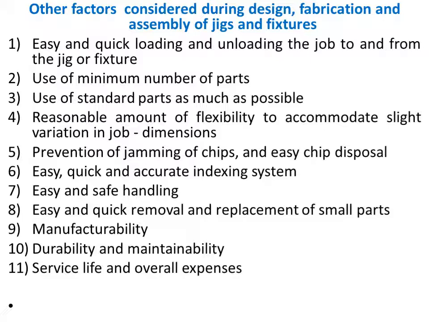The factors considered during design, fabrication and assembly of jigs and fixtures. 1. Easy and quick loading and unloading of the job to and from the jig or fixture. That is why in the previous diagram a hinged cover is provided from the top. Then use of a minimum number of parts. That is one major point we have to consider while designing a jig. It should consist of a minimum number of parts. Otherwise, each part can contribute to some kind of inaccuracy which may finally affect the total accuracy of the component.